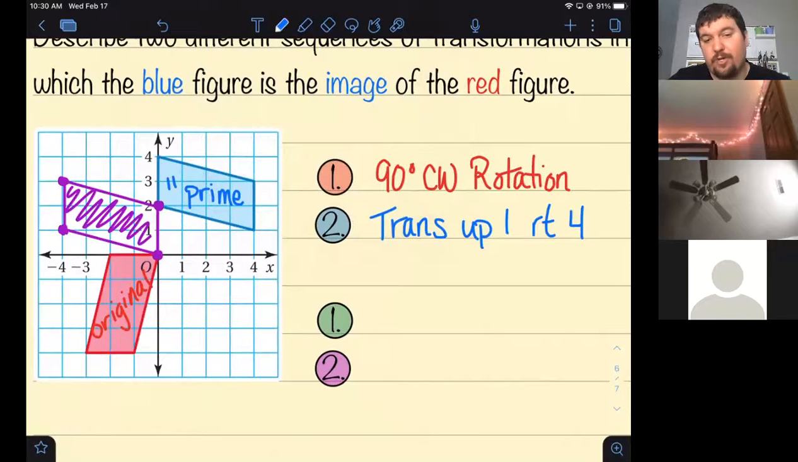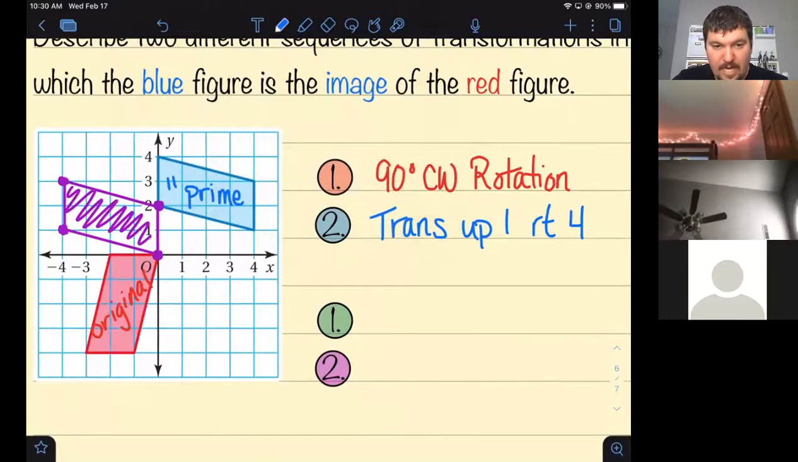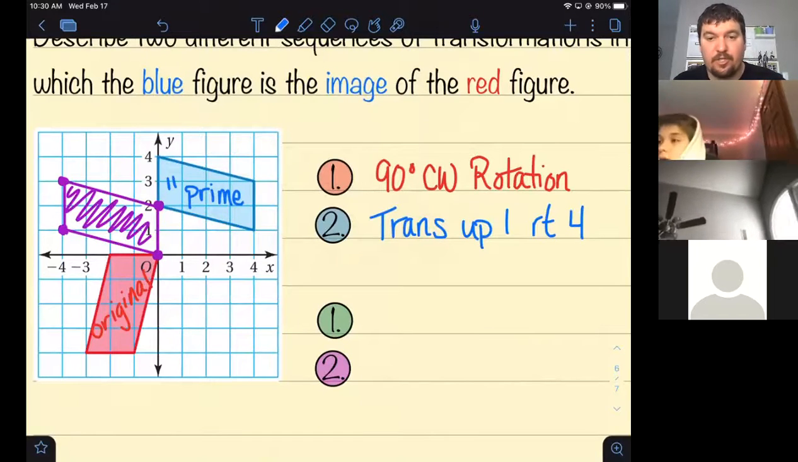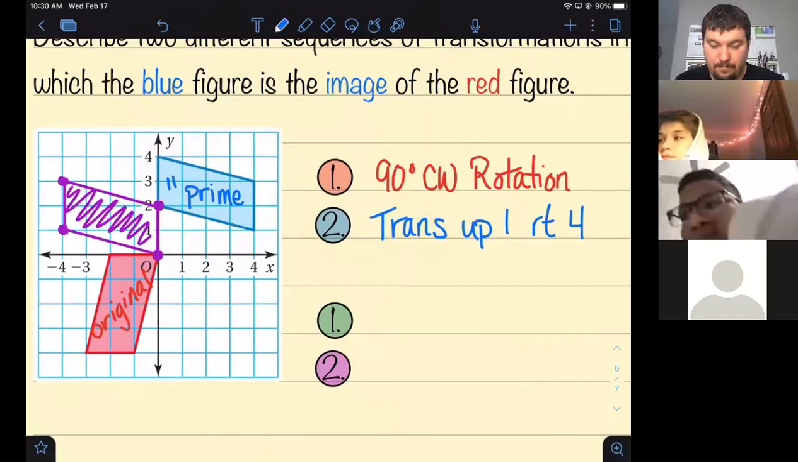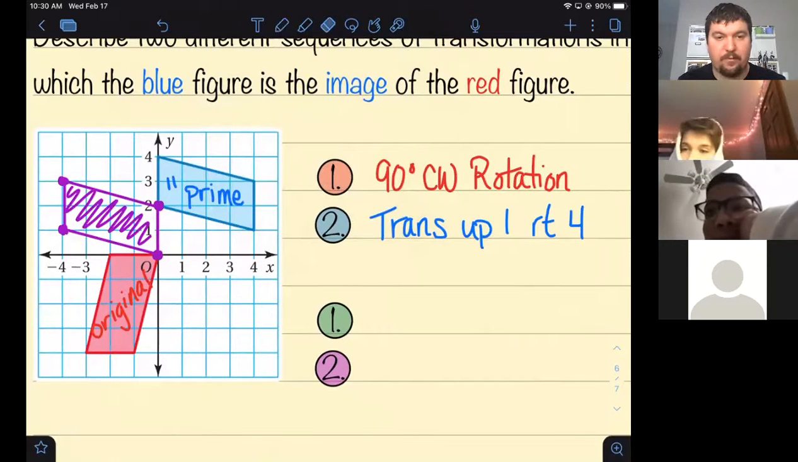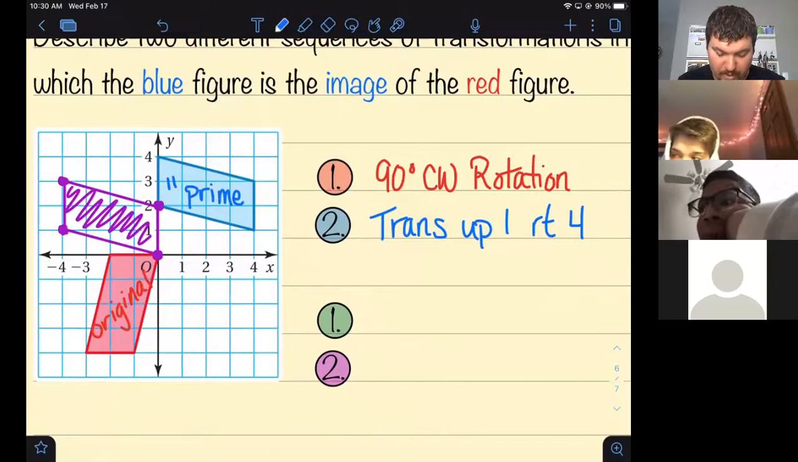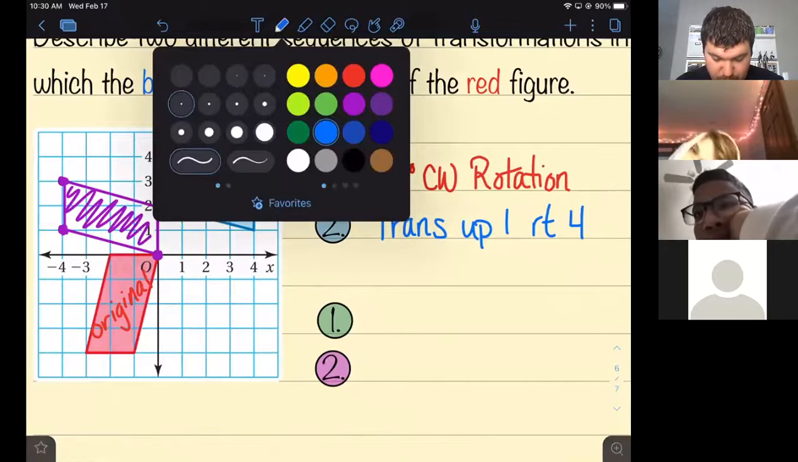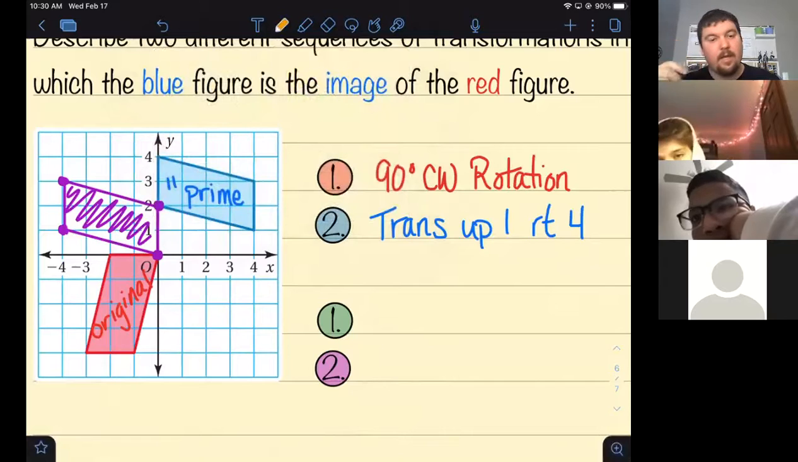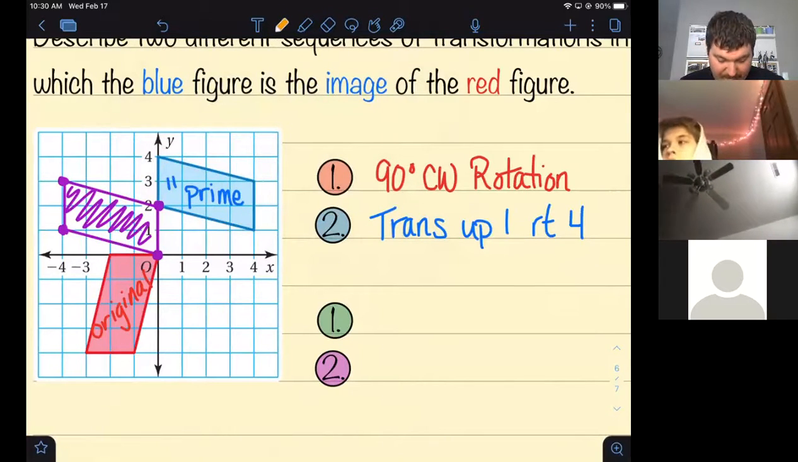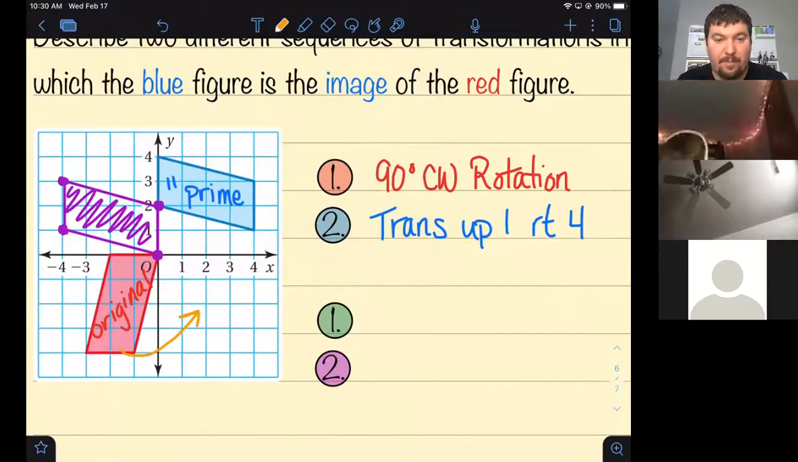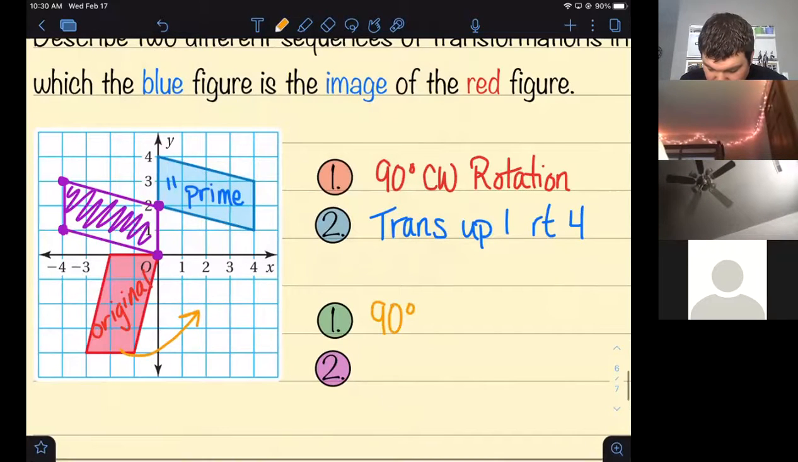But there's another way you could do this one. The reason you can do it 2 ways is because this is a parallelogram. Okay, so let me go ahead and erase. I won't erase the purple one. We'll leave the purple one there. I'll just use orange. Because this is a parallelogram, I could actually rotate it 90 degrees counterclockwise, and it would still fit that description of what that parallelogram looks like. So what if we did a 90 degrees counterclockwise rotation?